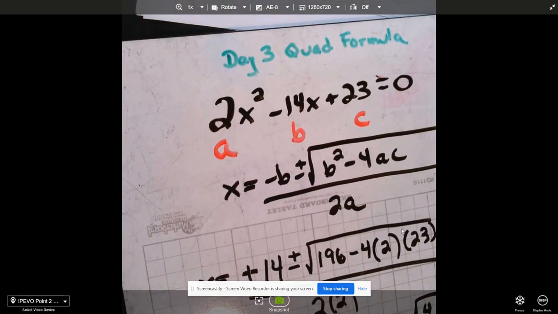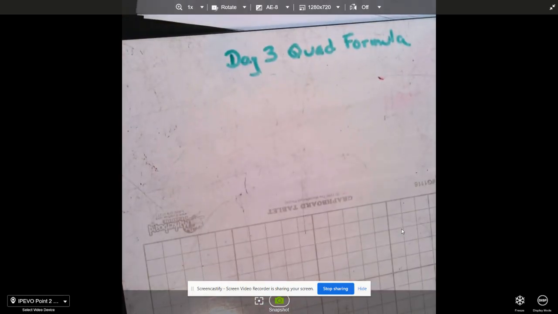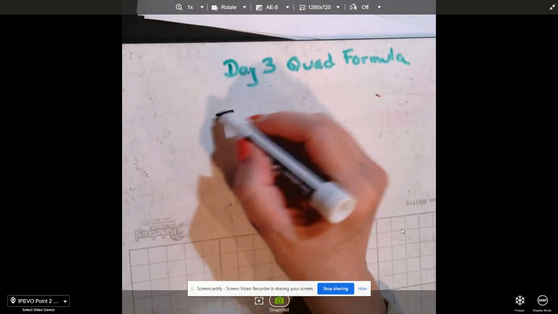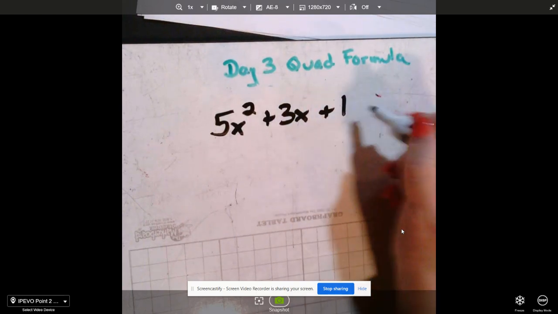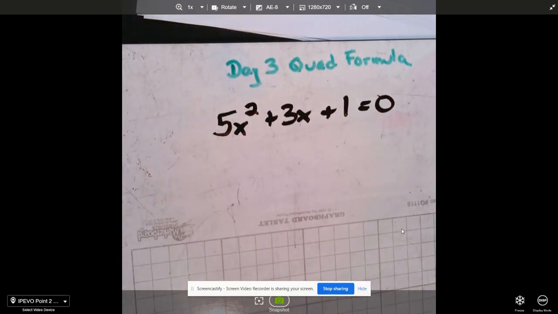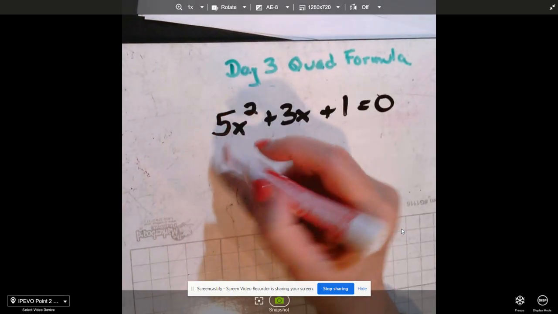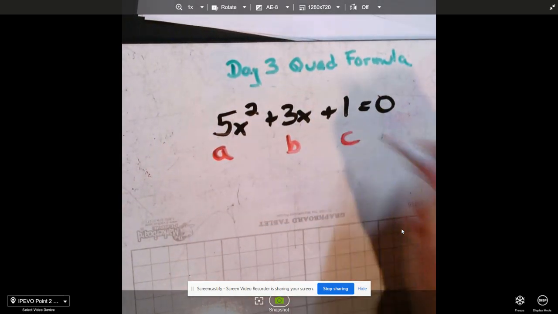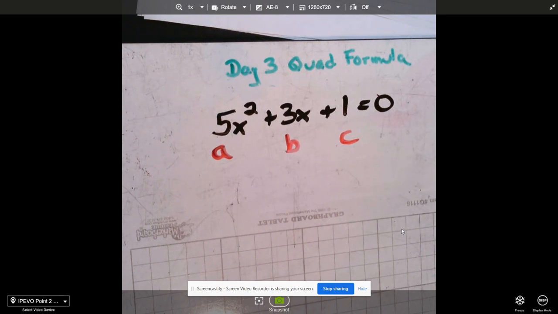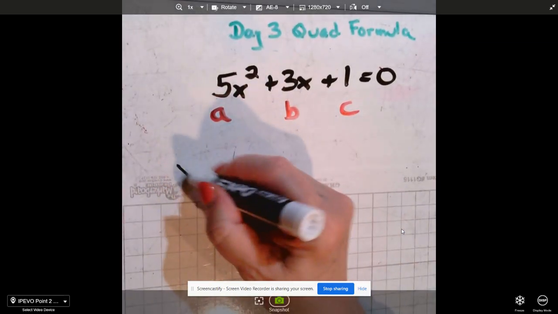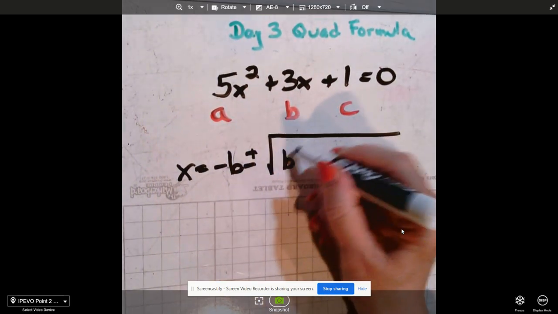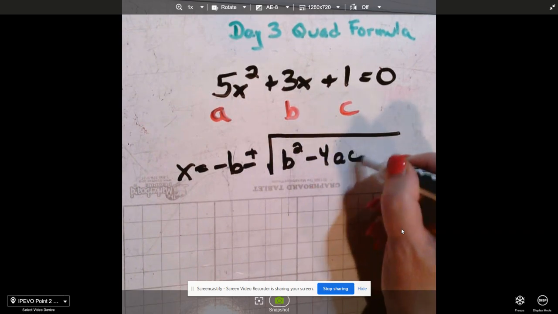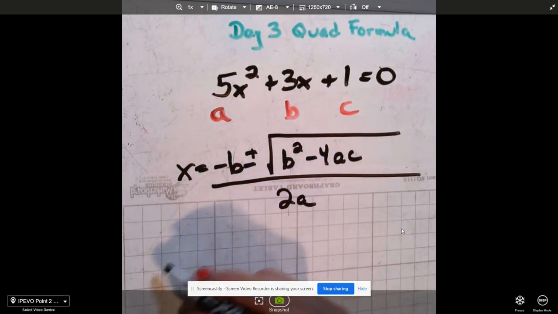I'd like to do one more with you because there's one more unique answer that you need to be aware of. So let's take the equation 5x squared plus 3x plus 1 equals 0. And once again, you need to identify your A, B, and C values, and you're going to plug them into your quadratic formula. So x equals minus b plus or minus the square root of b squared minus 4ac all over 2a.